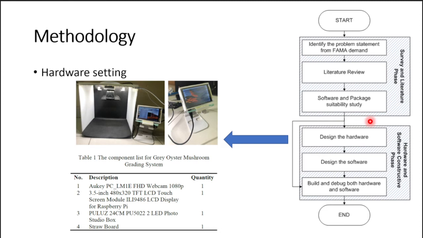In the second phase, basically this is the real work that happens in this paper, in order to design the hardware. So first of all, I would like to talk about the hardware setting. Over here we have a box which has been set with a webcam on the top of the box, connected to the Raspberry Pi at the back of this monitor, and this is the stylus which will be used by the inspector itself to touch the display.